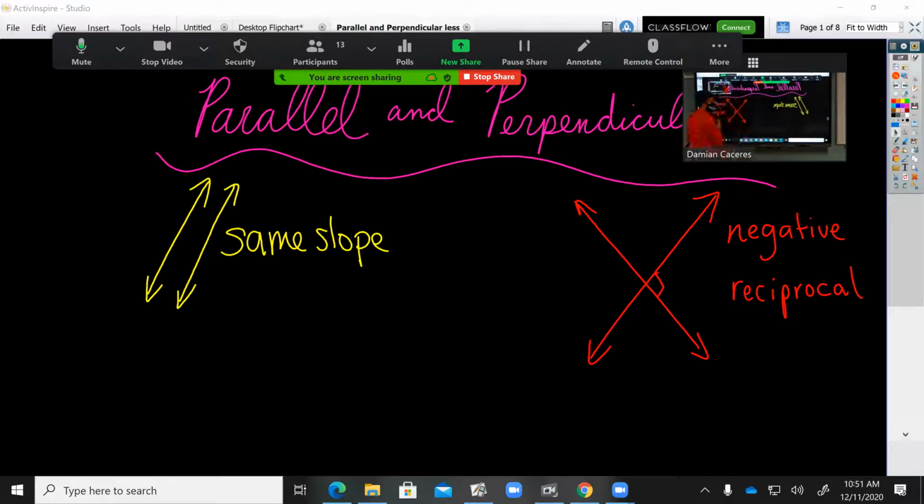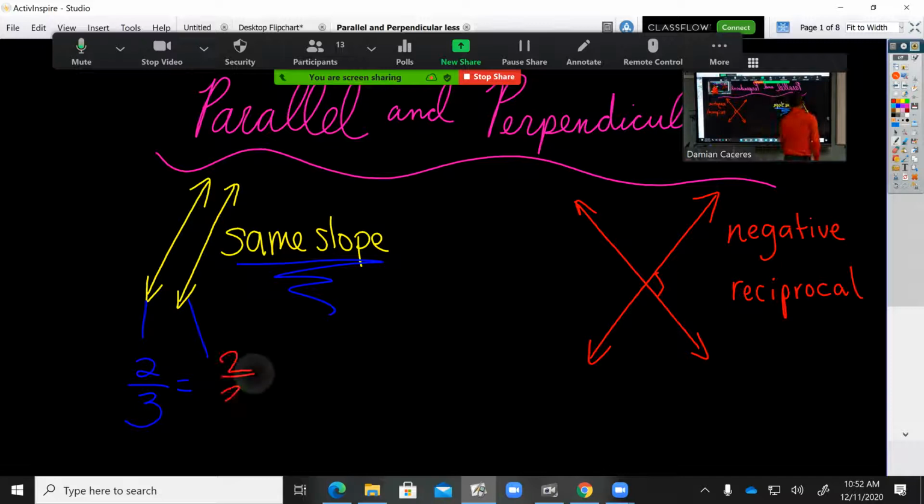This video is about parallel and perpendicular lines and how their slopes compare. So the first thing I want to talk about is parallel lines. As you can see, parallel lines go up at the same rate of change or go down at the same rate of change. Rate of change means slope. So you got to know that they have the same slope. So if this line has a slope of 2 over 3, then the other line has to have a slope of 2 over 3. Exactly the same.